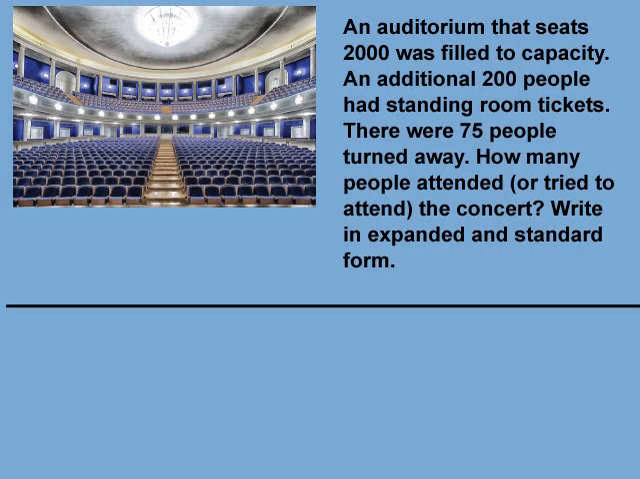Let's look at another example. An auditorium that seats 2,000 was filled to capacity. An additional 200 people had standing room tickets. There were 75 people turned away. How many people attended or tried to attend the concert? Write in expanded form and standard form.